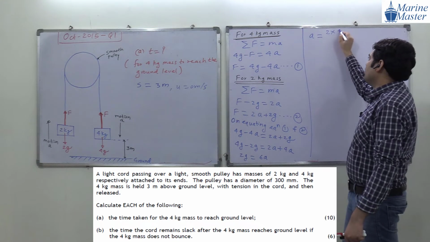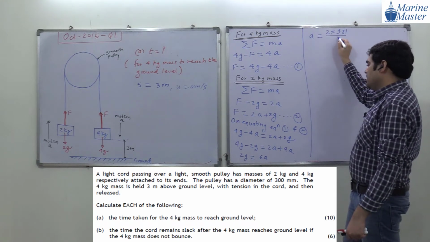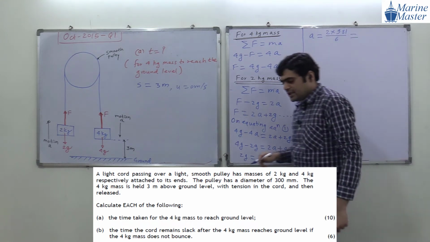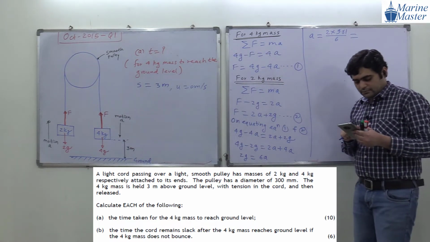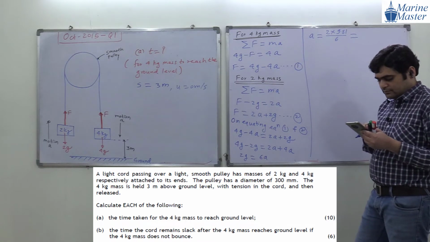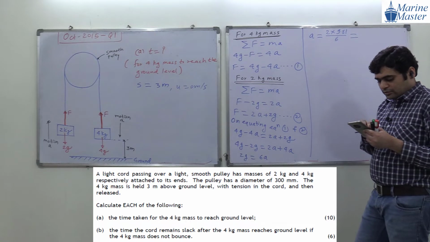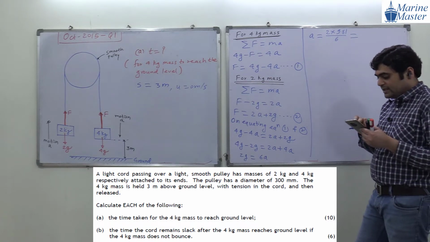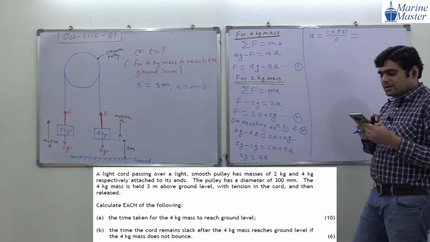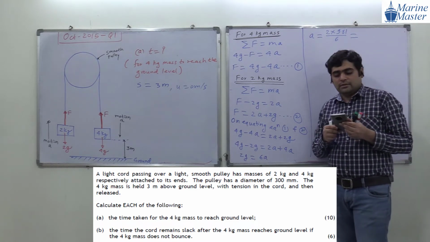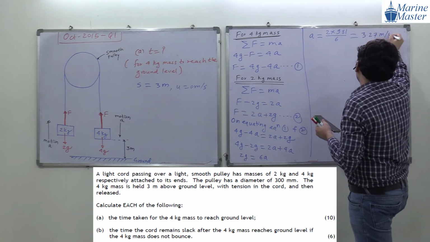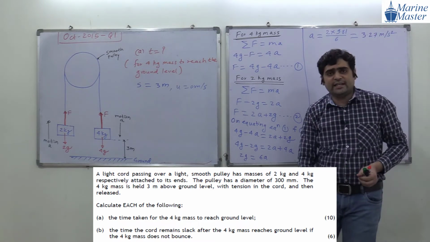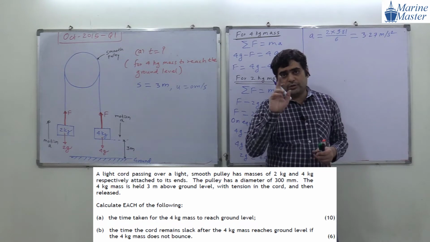2, the value of G is 9.81, divided by 6. Please everyone do the calculation. So 2 into 9.81 divided by 6. How much, guys? 3.27 meter per second square. Okay, so we got the acceleration. Guys, are you getting my point? Try to see the scenario here.